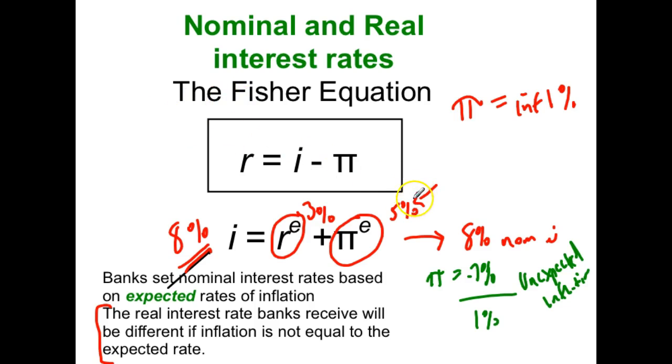If inflation turns out to be exactly what we expected it to be, the lender isn't hurt at all, right? If it ends up being 5%, they get the 3% they wanted, and they're fine. And it's neutral also for the borrowers.